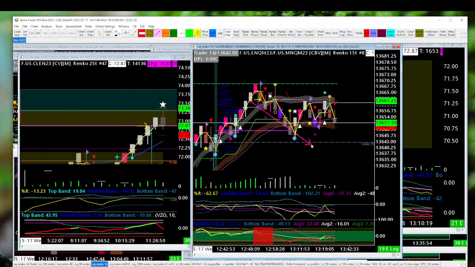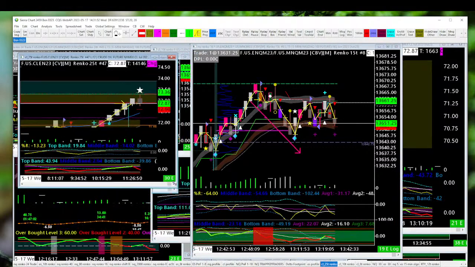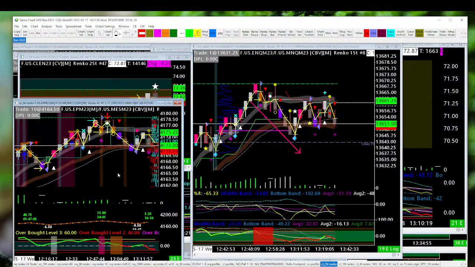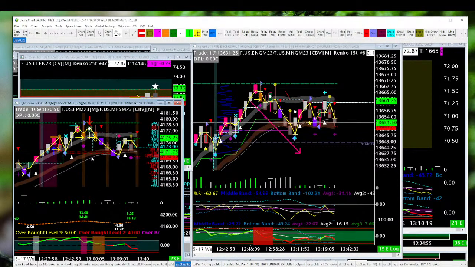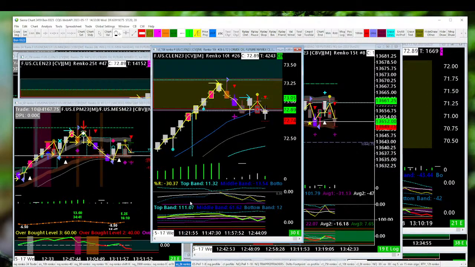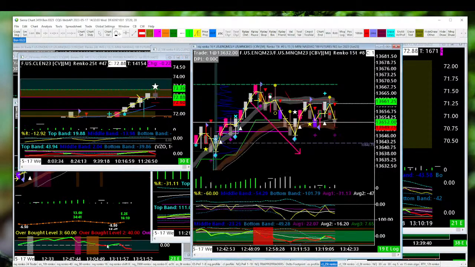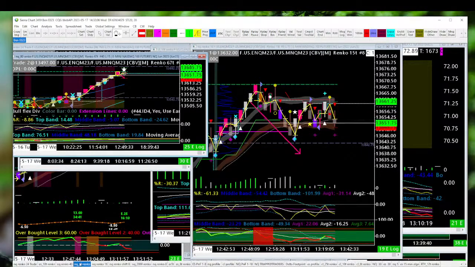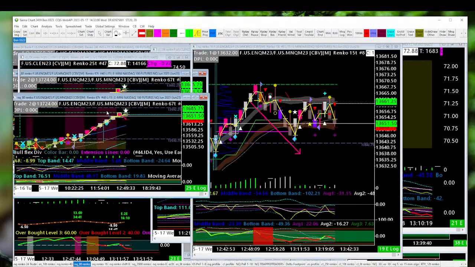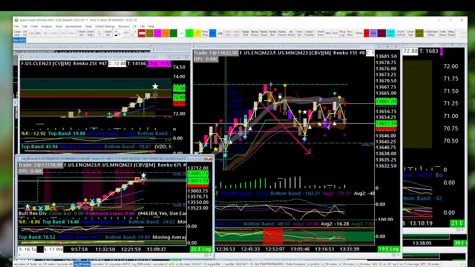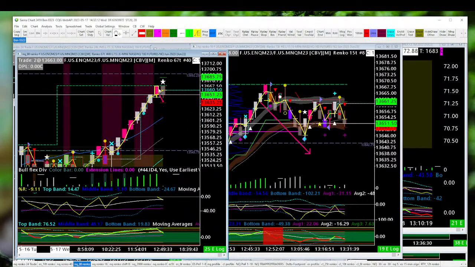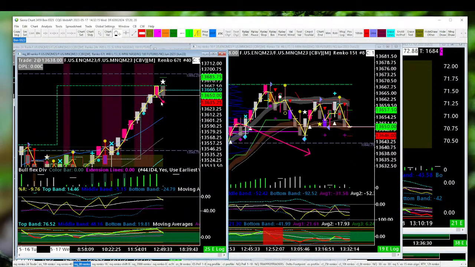Now, keep in mind that because the higher time frame has trapped sellers, it doesn't mean we can't go lower, but we want to be very careful on the higher time frame. Whoops, that's ES. And that's CL. On the higher time frame here, we want to be very aware of any aggressive sellers that show up and what happens to those aggressive sellers.